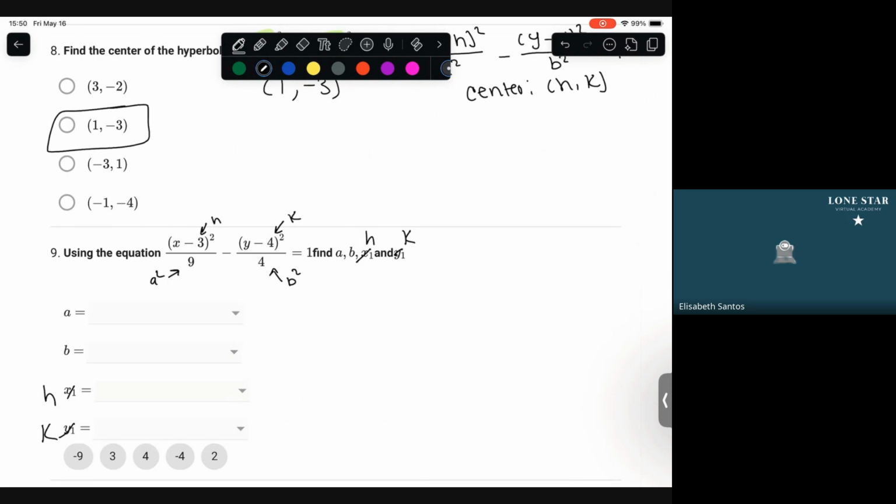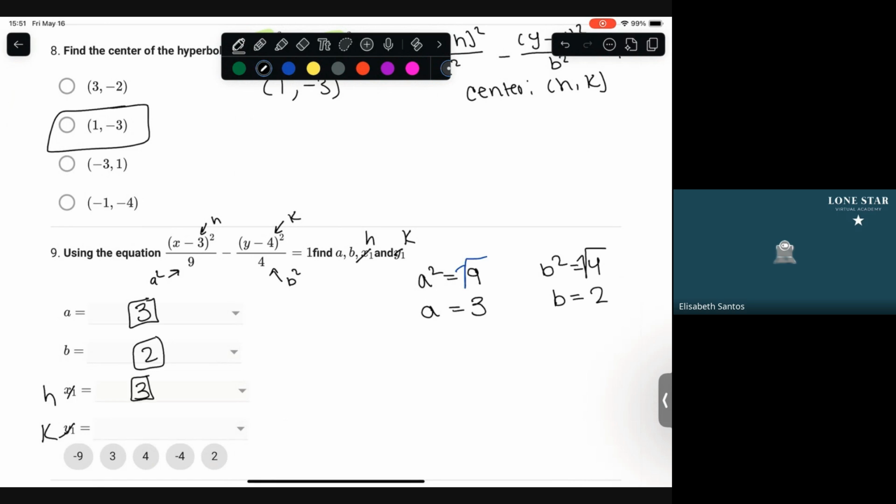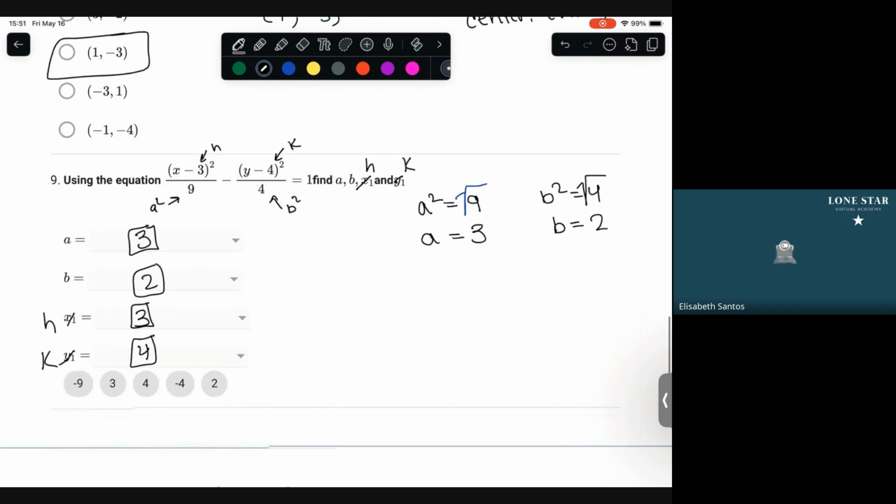Okay, so if a squared equals 9, and I'm looking for a, well, the way I get a is I take the square root of 9, which is 3. So a is 3. And similarly for b, b squared equals 4. Take the square root of 4, we get b equals 2. And then h, we see a minus 3, so it's a positive 3. For k, we see minus 4, so it's a plus 4. And those are our answers.